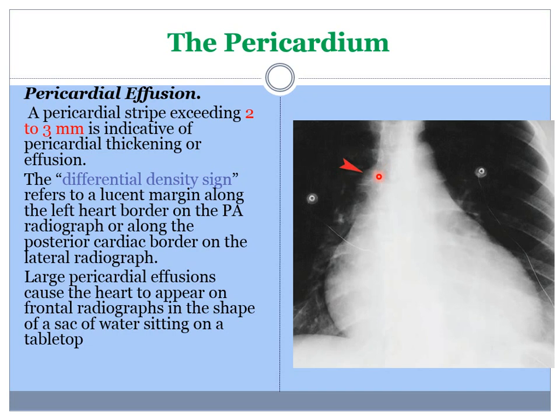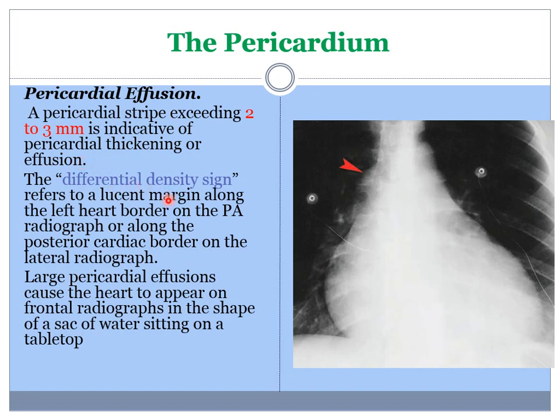Pericardium. The pericardium is composed of two layers, visceral and parietal. Normally it contains about 20 ml of fluid. If it's 50 ml, it's abnormal, but radiologically we can detect it only if it is 200 ml. A pericardial stripe exceeding 2 to 3 mm is indicative of pericardial thickening or effusion.